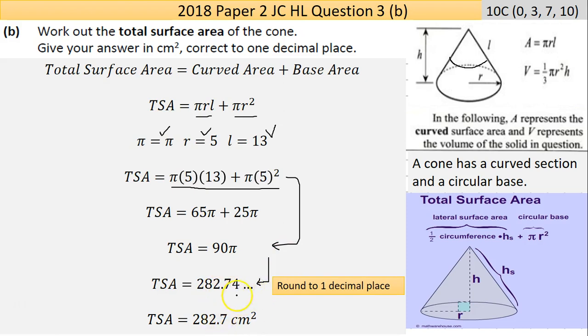Now we only want one decimal place, so the only number that really matters there is the 4. 4 is less than 5, so the number prior to it stays the same. You end up with a figure of 282.7 centimeters squared, and I can see nothing wrong with that. The number seems fine, and we're done.